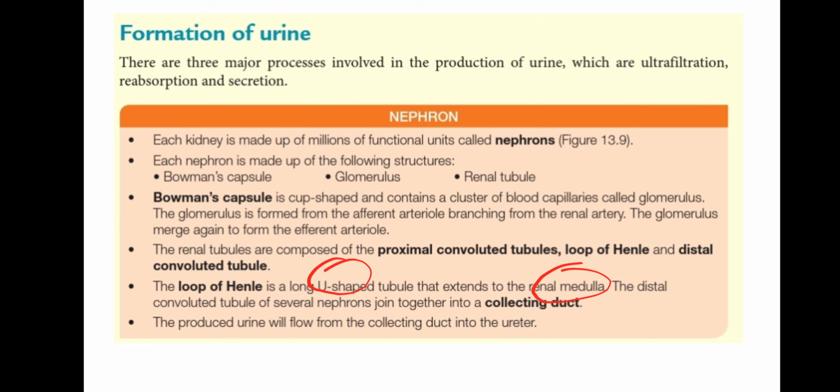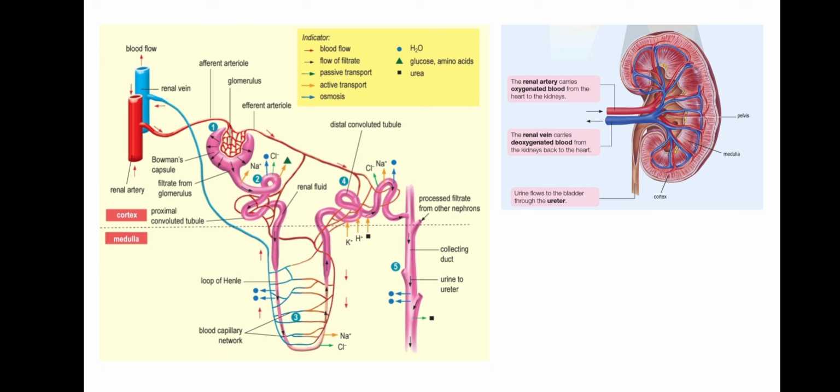From the cortex it extends into the medulla. Then comes the distal convoluted tubule, and several nephrons join together in the collecting duct. A few collecting ducts will join to the ureter. The urine produced will flow from the collecting duct into the ureter. That's the last part. So that is basically the nephron.